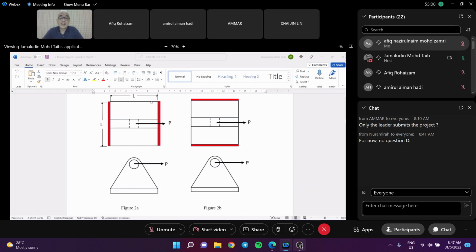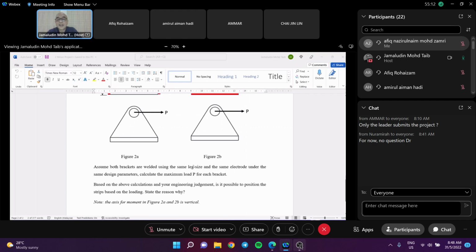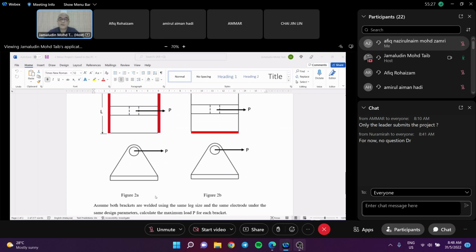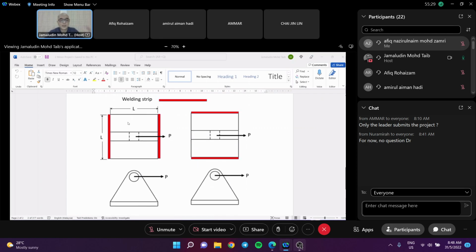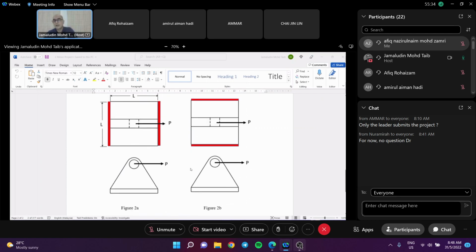Prove that judgment. That's all about it. Assume both brackets are welded with the same weld size and the same electrode, under the same design parameters. Calculate the maximum P of each bracket. Based on the above calculation, your investigation: is it possible to, for example, say, if I'm this way, I would prefer 2A instead of 2B because 2A has, let's say, larger I, for example. Is it possible to use that judgment?